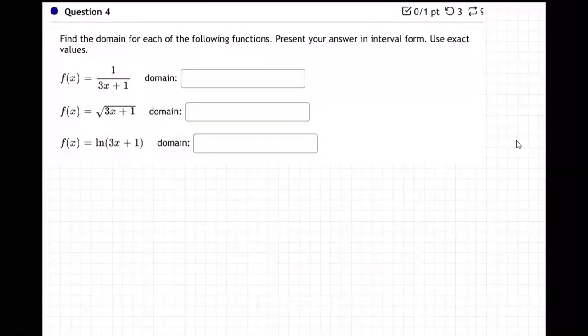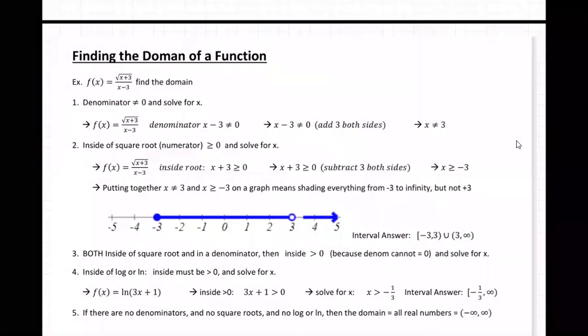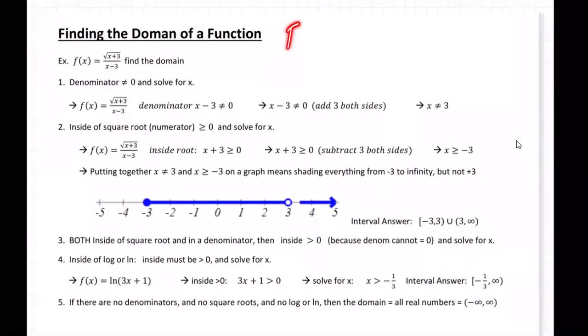Okay, so on this question, it's a quick little review on domain. We've had domain before. So how do we find domain? Well, it's given us three cases: a fraction, a root, and then a natural log. That's what LN stands for, natural log. So let's go down. This is the notes. This is the exam 3 notes.